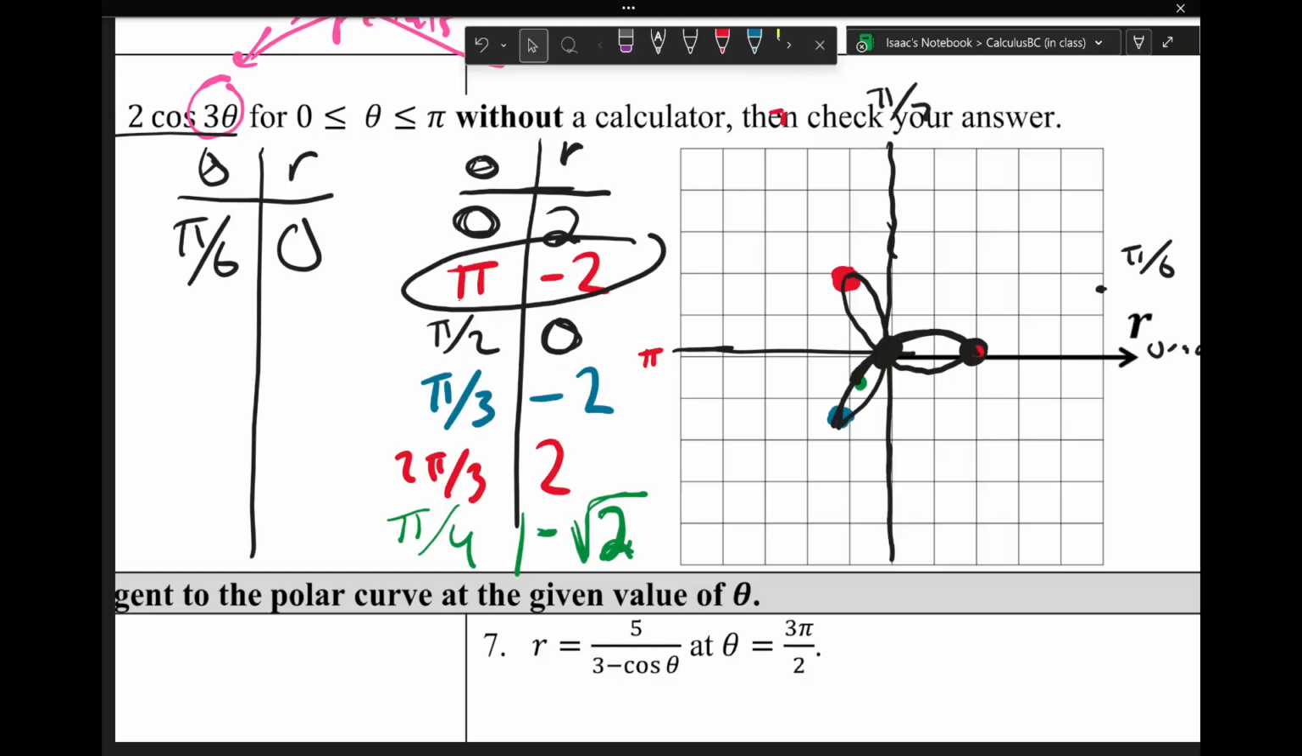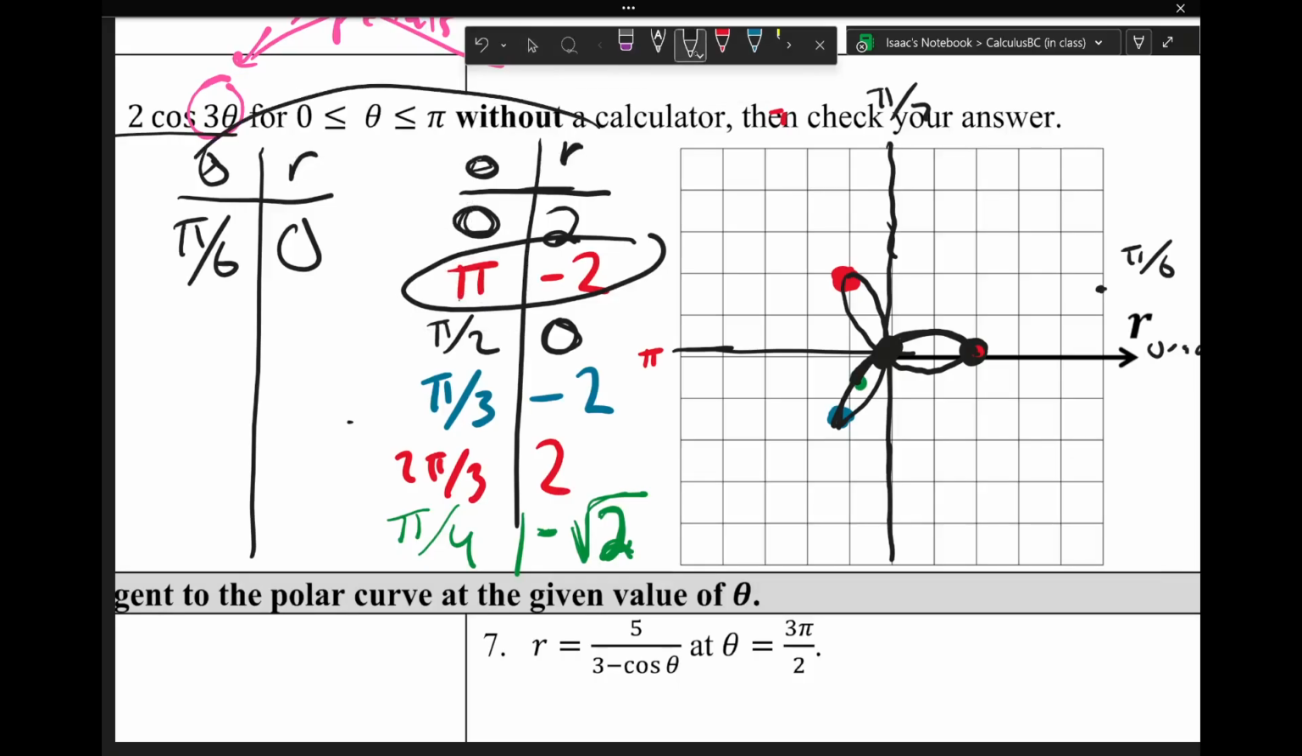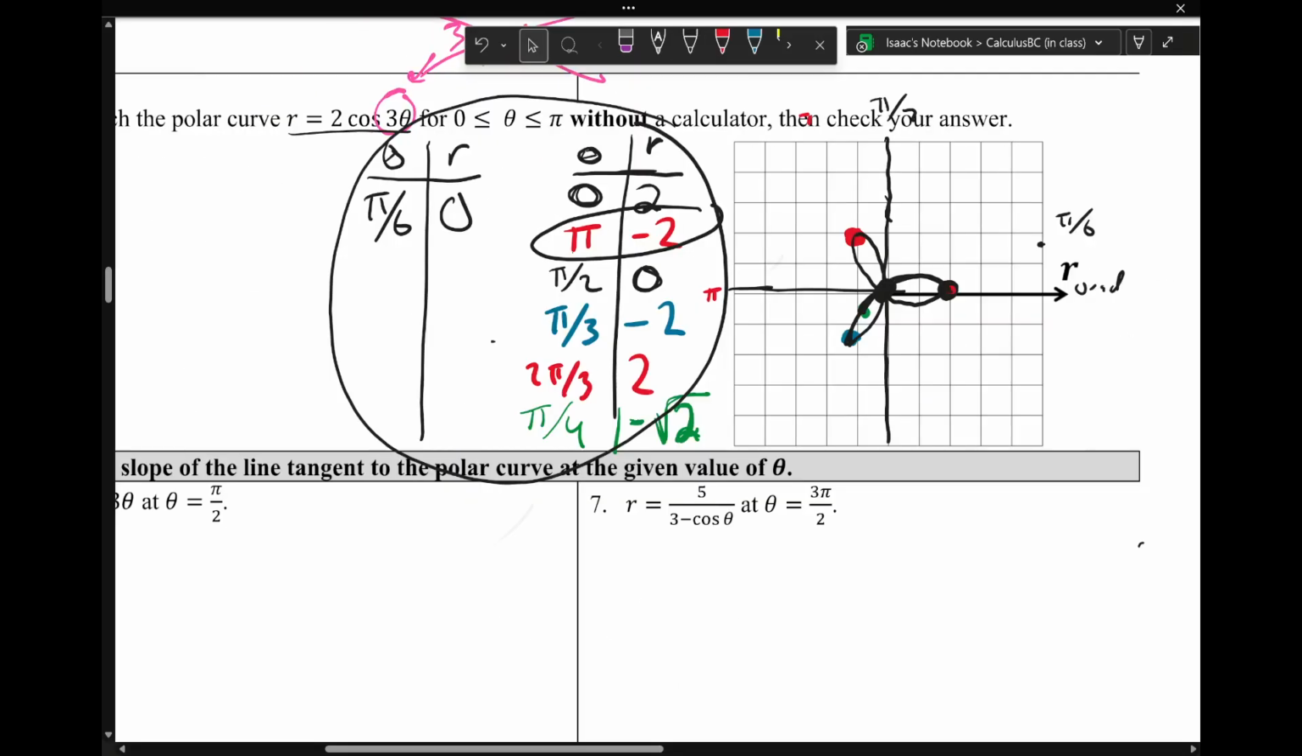The best advice I can give you, it may not be today that it becomes a problem, is if you've got to figure out some angles or what's going on with the graph, more points is always better. If you're not sure, plug in more angles, more points. The more you do that, the more confident you're going to be that you understand what's going on there.